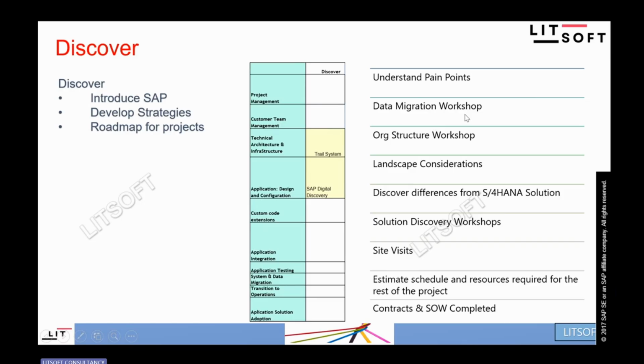Then data migration workshop, organization workshop, landscape consideration. Data is nothing but you are going to understand their data. Organization workshop is nothing but you are going to understand their organization structure and the companies in the region, the geographical area. Landscape consideration.